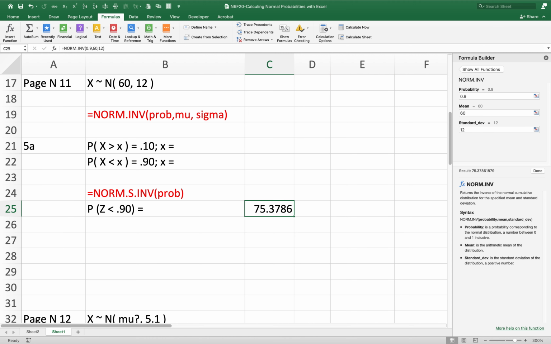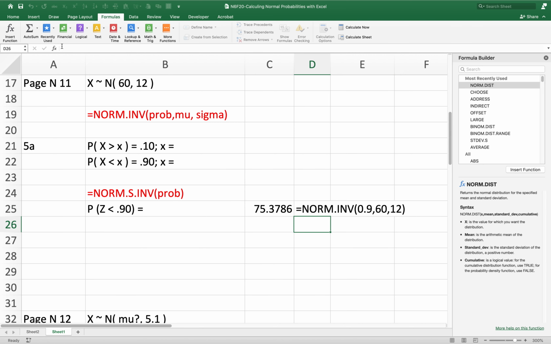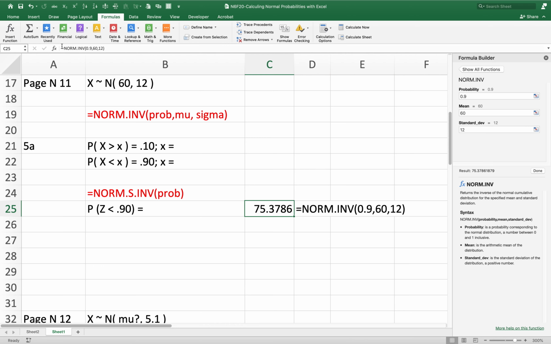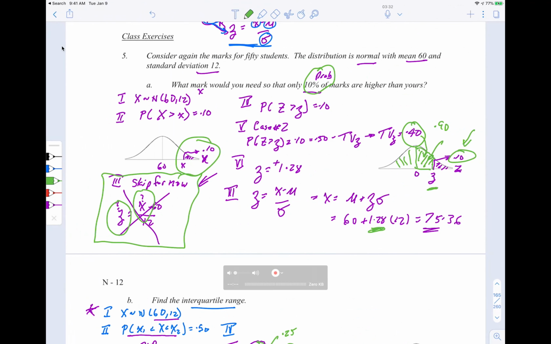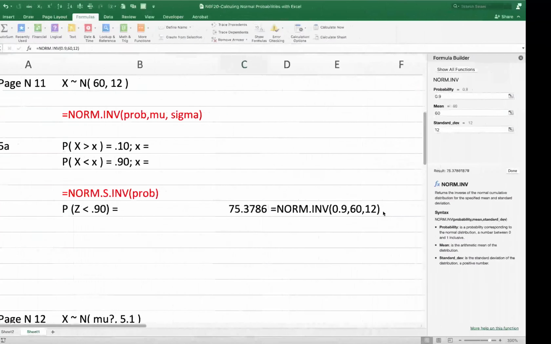And that gives us 75.3786. And I'm just going to copy that and move that over here. Let's see, is that close to what we got when we did this by hand? So 75.38 or so, and we got 75.36. So again, the difference is only in terms of this z value, which is rounded to 2 decimal places. So we're really close there.